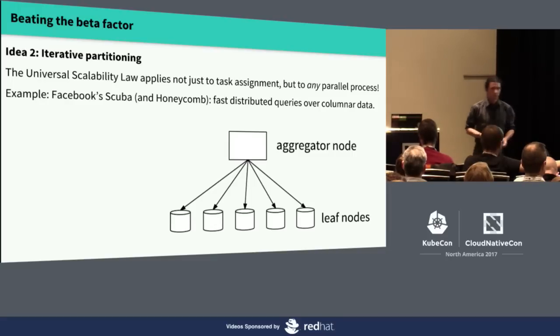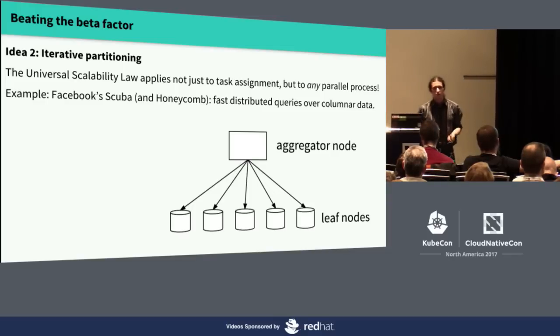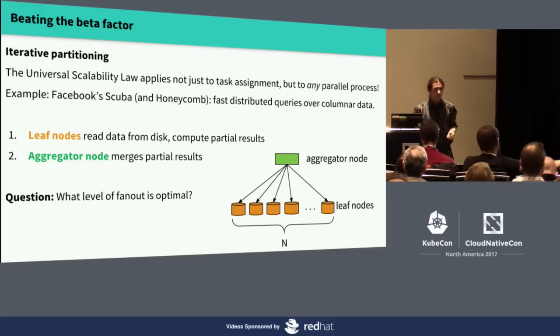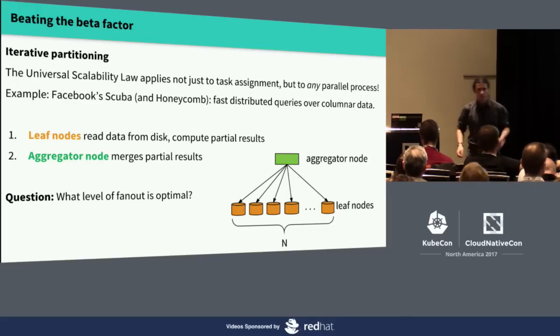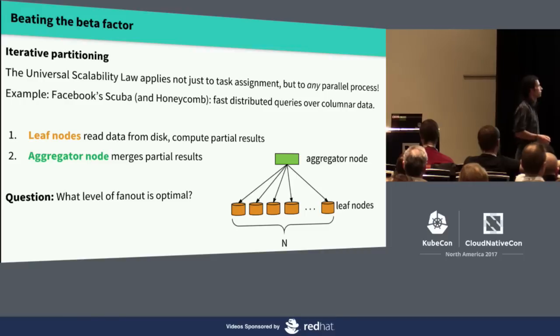And when we want to answer a query, say, which of our requests was slowest over the past week, all of the nodes participate in figuring out the answer to that query in parallel. So first, leaf nodes read data from disk and compute their partial results. Here's my slowest query, here's my slowest query, here's my slowest query. And then the aggregator node merges those partial results together and returns a result to the client. It's sort of like a MapReduce-like thing.